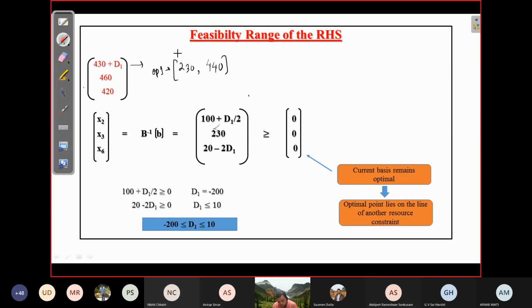So this is the range of feasibility for resource 1, that is operation 1. And what is the unit worth of resource for operation 1? That is Y1, the value of the dual variable Y1, right? Shadow price, what is that? So that comes from the dual of the problem, right? And what is that?